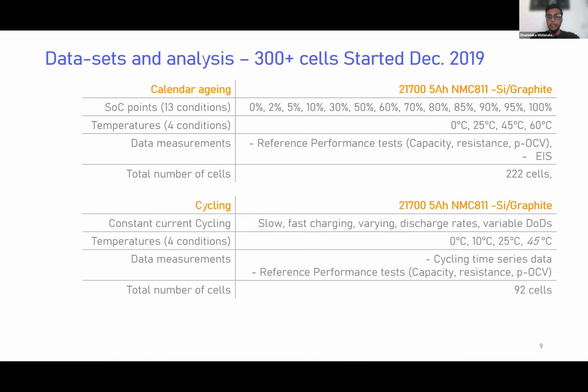Similarly, we've been doing cycle aging on these cells at different temperatures. So 0, 10, and 25. The 0 and 10 is now complete. 25 started and is still ongoing. 45 is in italics because it's about to begin. And we're doing fast charging, slow charging, normal discharge, variable depths of discharge, etc. on these cells. And again, similar to calendar aging, it's undergoing RPT tests to get the capacity and resistance periodically.